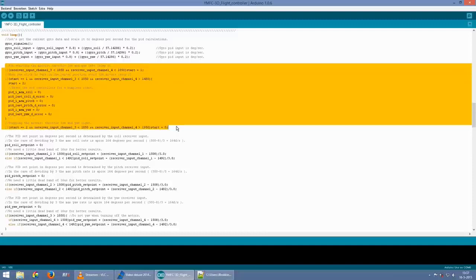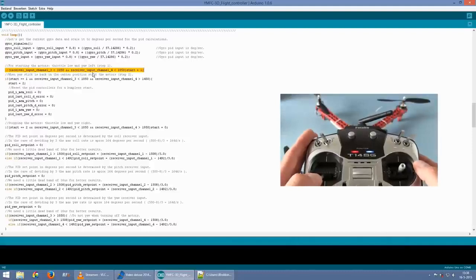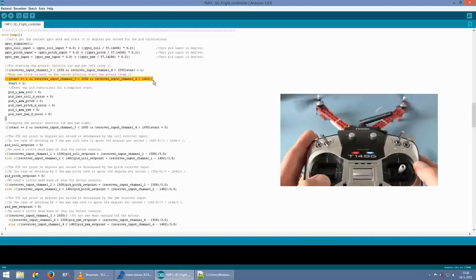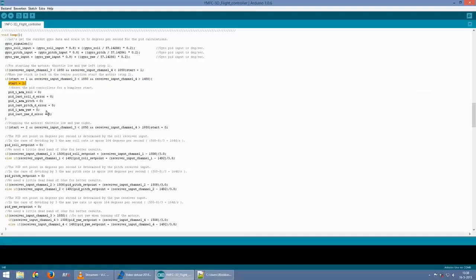Now this part of the program controls the starting of the multicopter. For safety, the multicopter only starts after a special stick sequence. This first line sets the start variable to 1 if the throttle stick is in the lowest position and the joystick is in the left corner. This second line waits for the joystick to get back in the center position. After that, the start variable is set to 2. And when the start variable is set to 2, the multicopter starts.